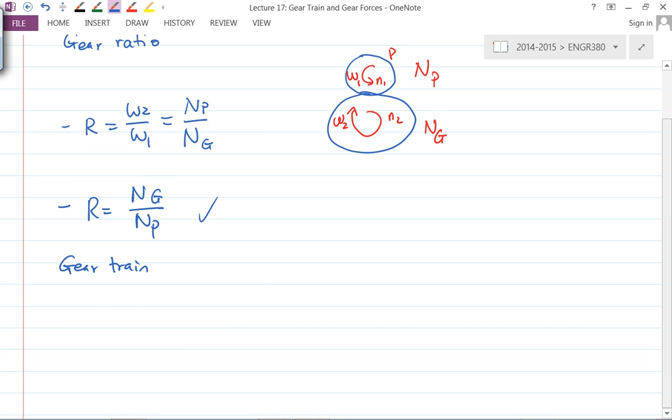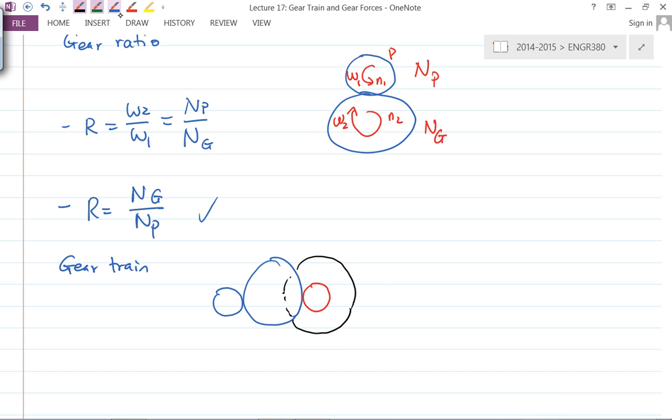So, gear train. Let's say I'll draw a gear train here. There's one gear here, another gear, and then a small gear here. Then you have a bigger gear here, and in the end one more gear here. So let's say this is a gear train.